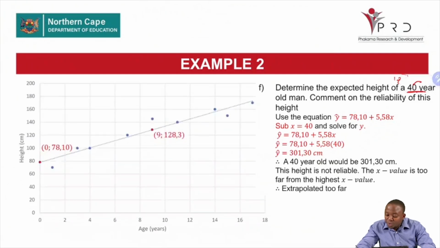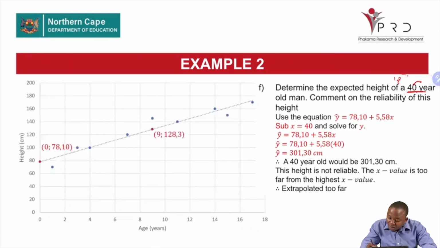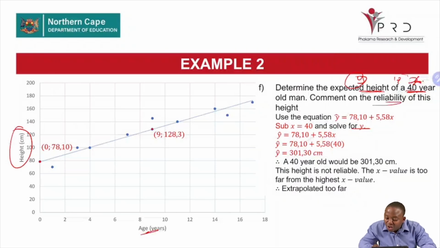Now, we're saying determine the height, so we're looking for the height. Height is on the y-axis, so we are solving for y. We are given an age of 40. Age is on my x, so x there will be 40. And comment on the reliability. Use the equation, substitute x is equal to 40, and solve for y. So what are we saying?